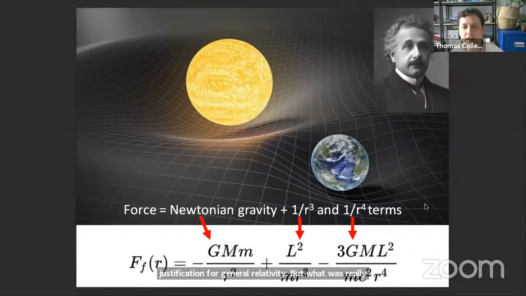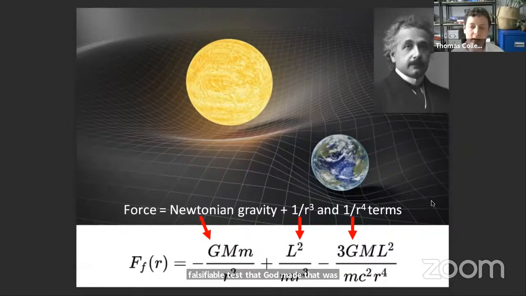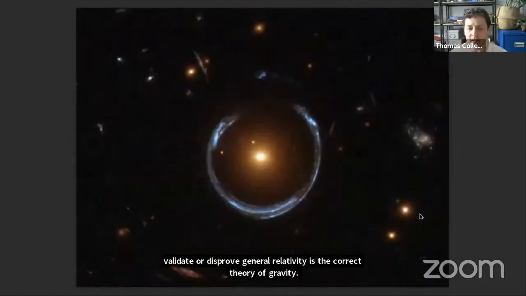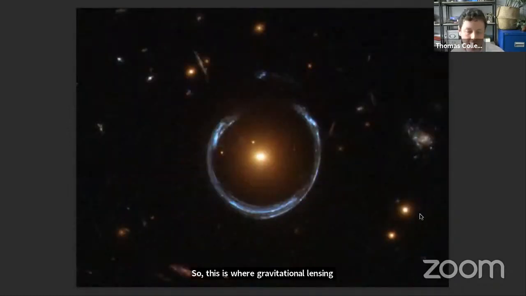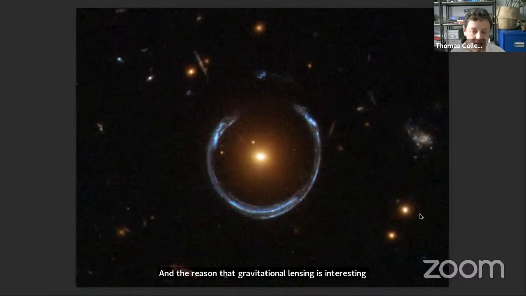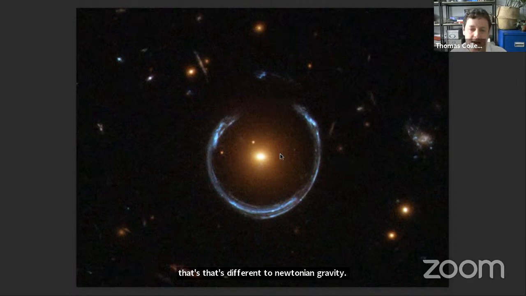But what was really needed in the early 1900s was a predictive, falsifiable test that GR made that was different to Newtonian gravity, that could be used to validate or disprove general relativity as the correct theory of gravity. So this is where gravitational lensing comes in, which is what I've done a lot of my career of my research on. And the reason that gravitational lensing is interesting is that it's a prediction from general relativity that's different to Newtonian gravity.